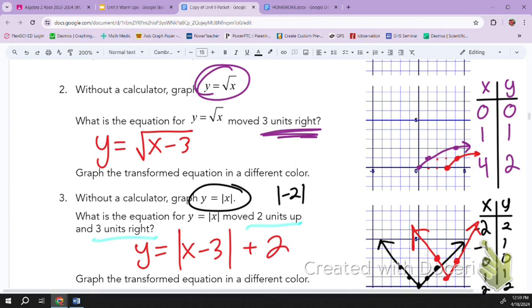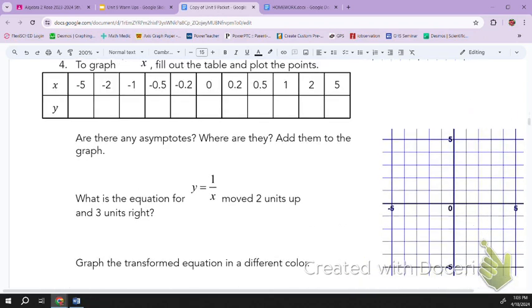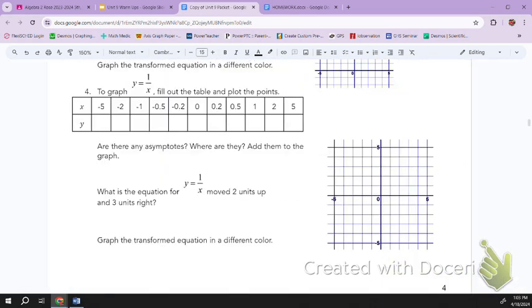Number 4, we're getting into our new parent graph. All of that should have been reviewed from first semester. We're going to do this one together and fill out this table. Our parent function is 1 over x. So in your calculator, do 1 divided by negative 5. What's that going to be? Negative 0.2, so we can put negative 0.2.